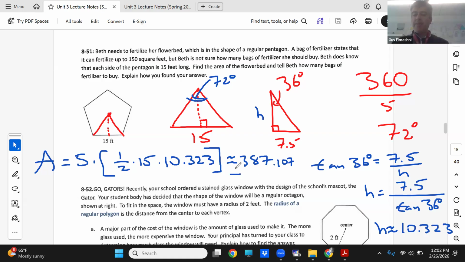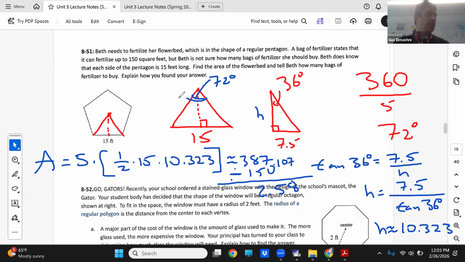So if I divide by 150, 3. Because it comes out to 2.58. But you're not going to buy 2.5 bags. So you have to buy 3 full bags, with some extra left over for another project. We found the area, but we need to find the number of bags to buy.